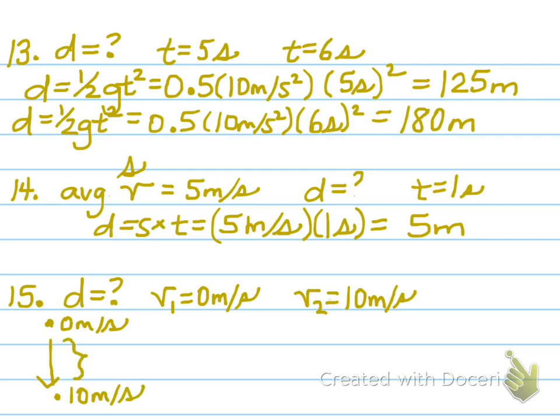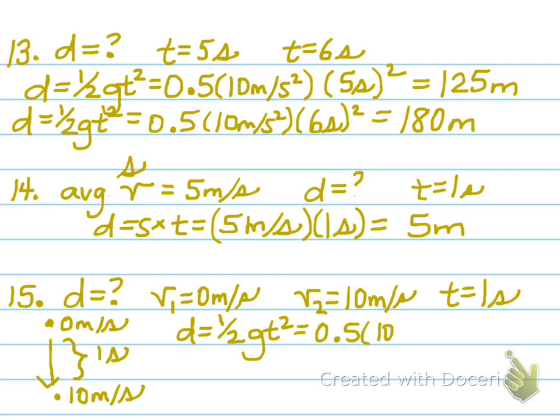Well, we should know that this is 1 second because we know that we pick up 10 meters per second of speed each second we go. That's the acceleration due to gravity. So we know that our time is 1 second here. So then we could do d equals 1/2 gt squared, 0.5 times 10 meters per second squared times 1 second squared, which gives us 5 meters for number 15.